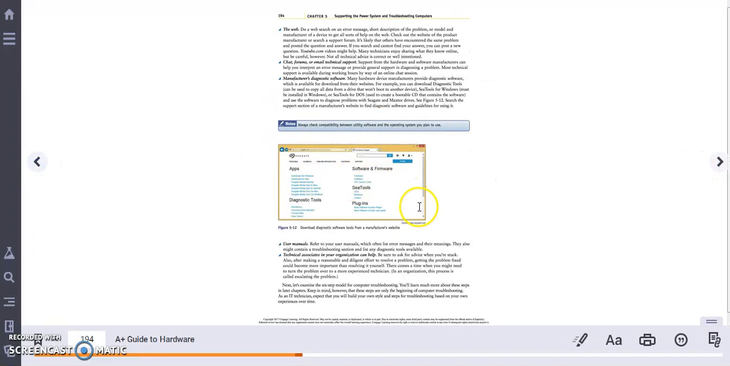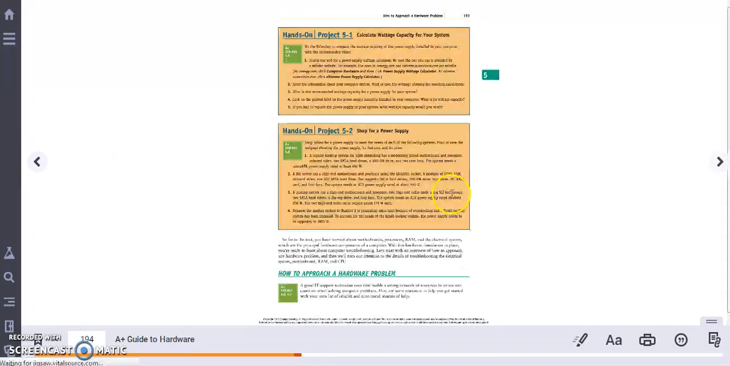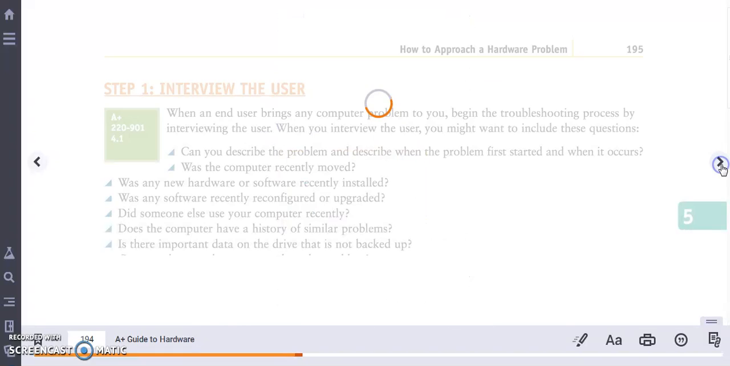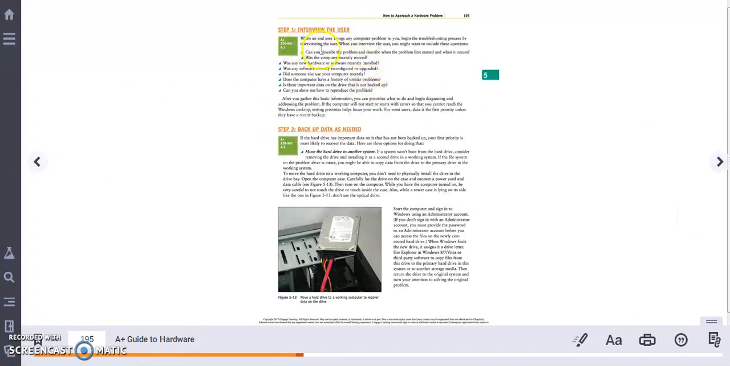And here we are talking about, let's back up for a second, how to approach a hardware problem. It's going through the steps. Number 1, interview the user. Ask questions. Let them lead, but direct them. Don't come with a question like, what did you do? Don't be accusatory. Good customer service skills help. Always have good backups. Make multiple backups.